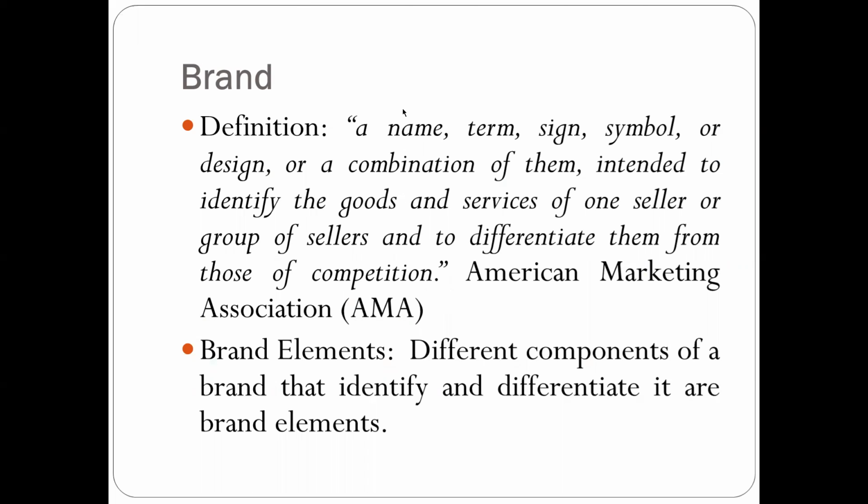Sometimes when we hear a name, we can guess the brand. When we hear a term, or see a sign or symbol or a design, for example, Mercedes or Rolls-Royce, they use some symbols or design. And by name, that is Nike, Puma, or Pfizer, they are the name term. These are the symbols of a brand. And these symbols, name, term, design, and combination of them are intended to identify the goods and services. When we hear the name Mercedes, we can imagine this product is a car. And they are used to differentiate them from the other competitors.